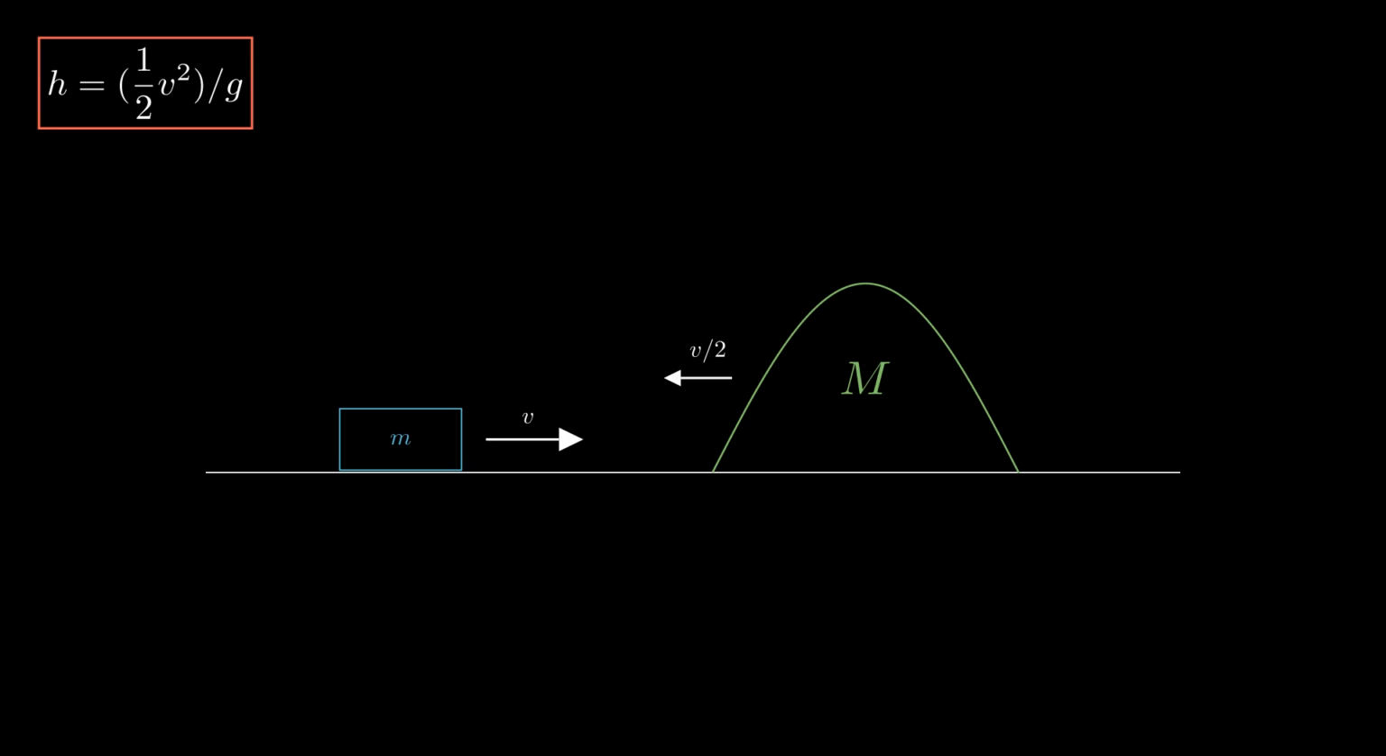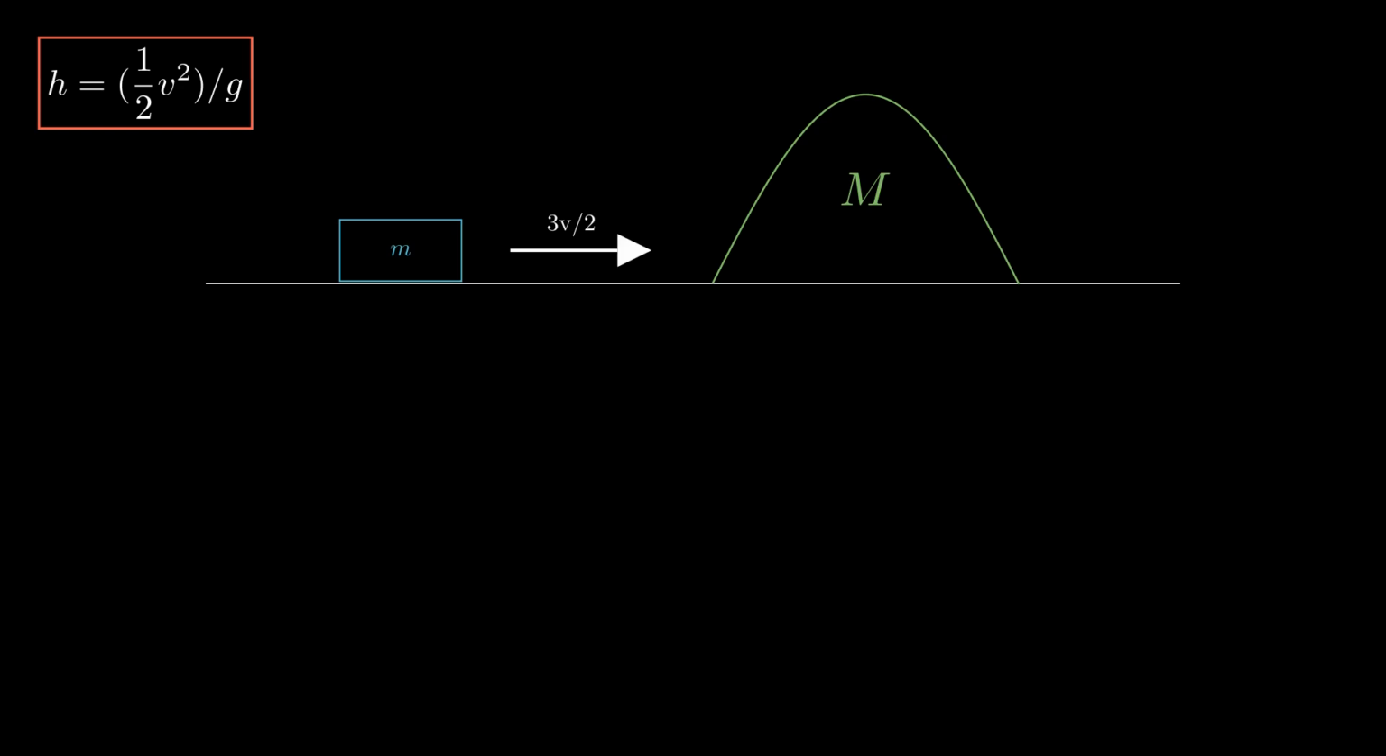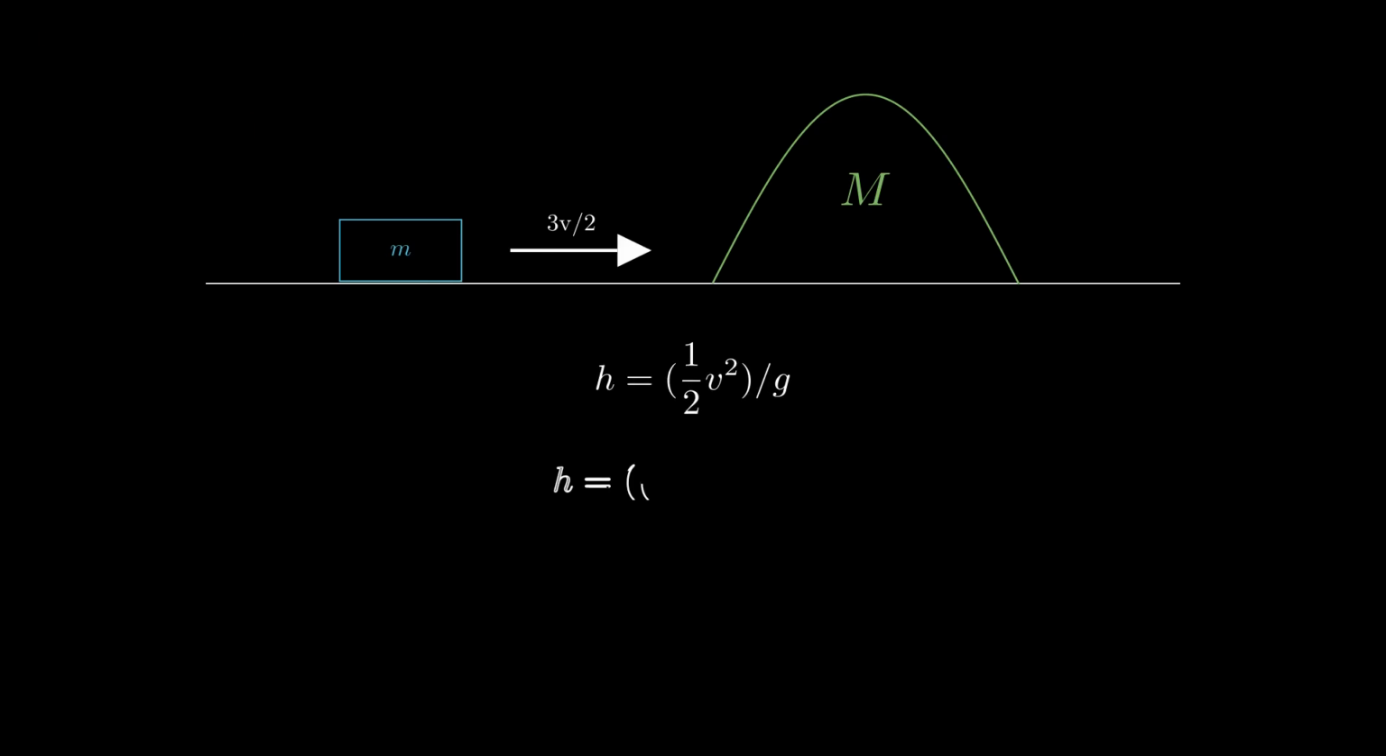Since they're moving towards each other, we can just add their velocities, and we get the velocity as 3v over 2. Now we'll bring our equation back and plug in that 3v over 2. We'll simplify to 1 half times 9 over 4 v squared over g. Further simplifying, we get 9v squared over 8g, which is just our final answer.